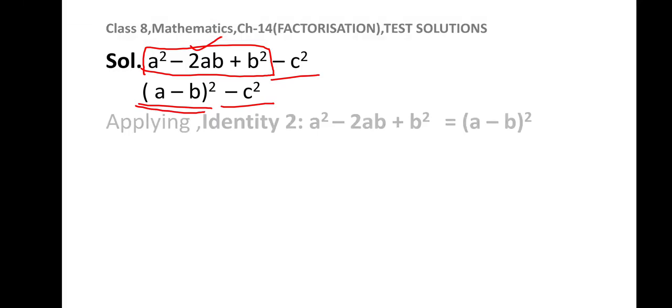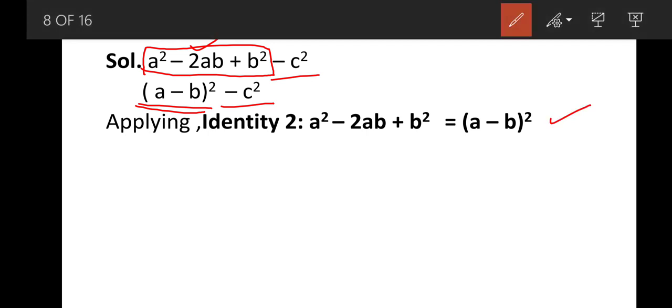Which identity have we applied? Identity number 2. That is a square minus 2ab plus b square is equal to a minus b whole square. This identity number 2 we have applied directly for these 3 terms, that is a square minus 2ab plus b square. Now if you look at this step, this is the difference of 2 squares, and whenever a difference of 2 squares is given to us, which identity do we use? Identity number 3. So identity number 3 we need to use now.